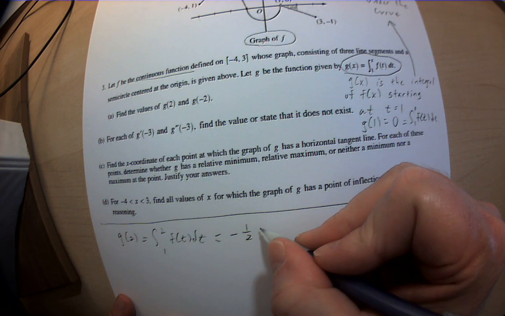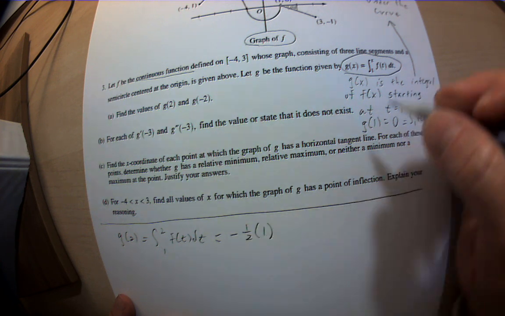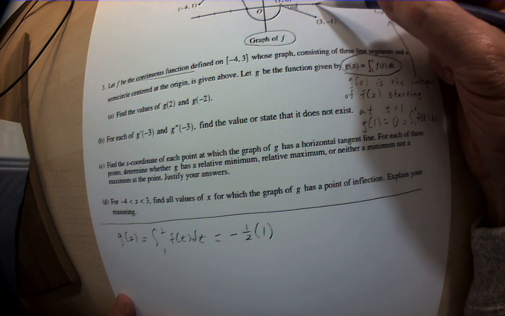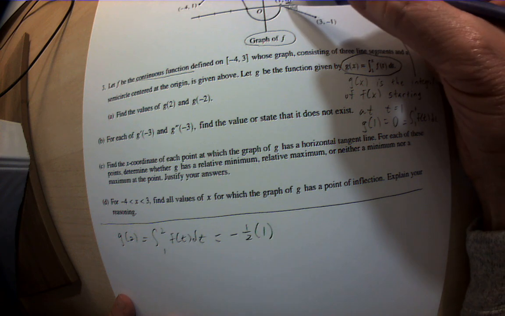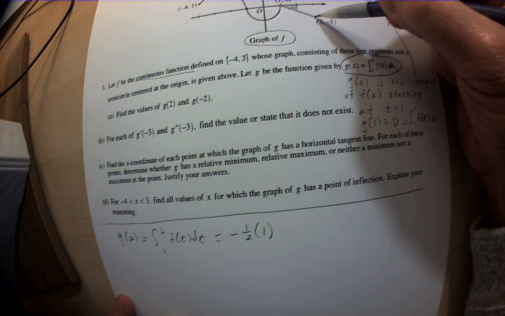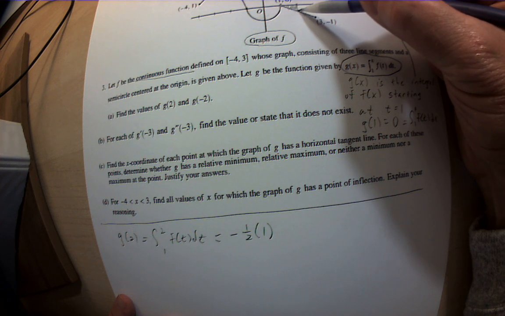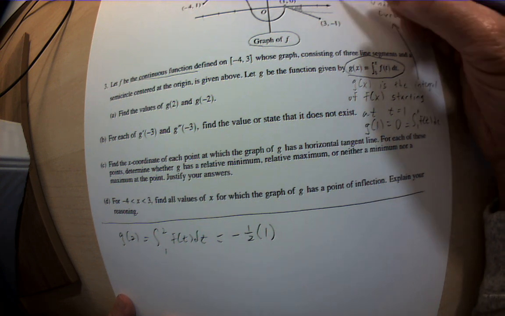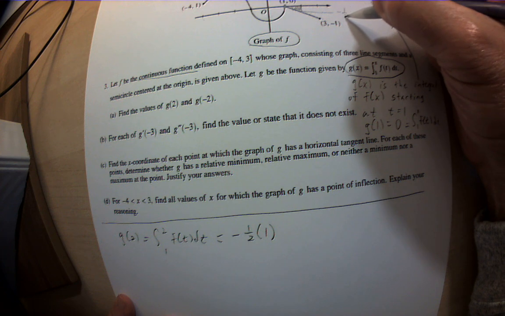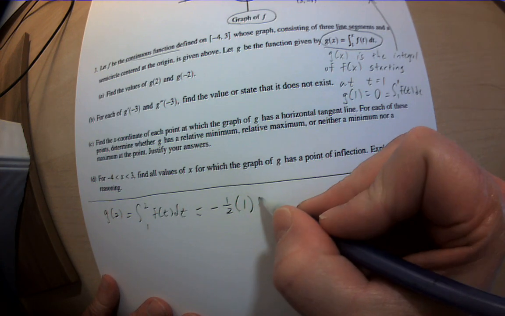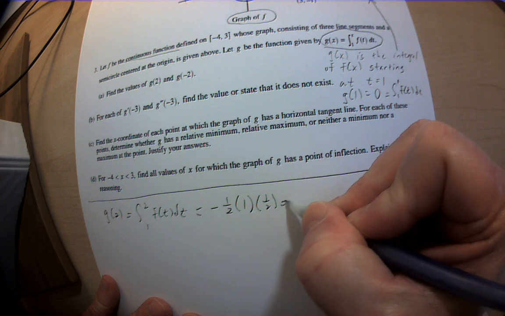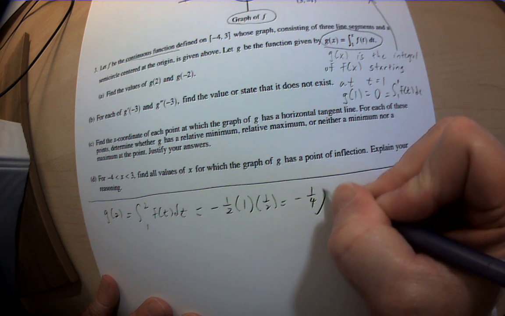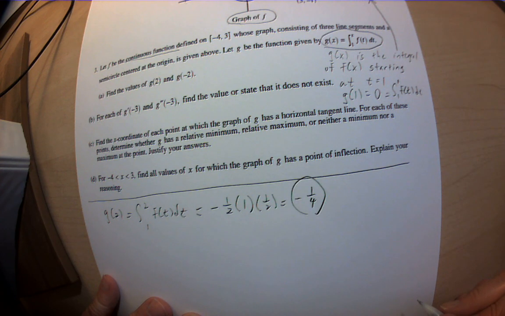The base is 1. And guys, let's see, this is 3, -1. So it's got a slope of -2. So that height there is going to be -1/2. So it's -1/2 base times height. That's -1/4. Okay, so that's g of 2.